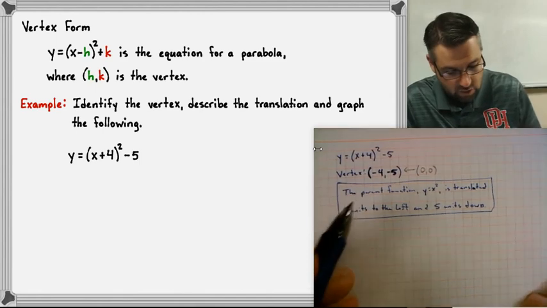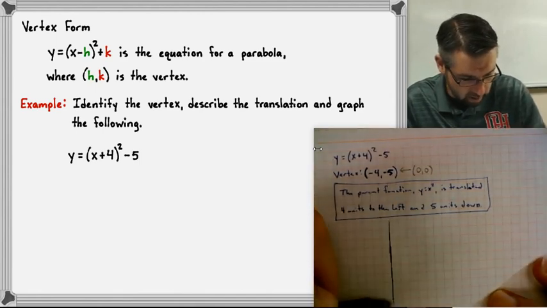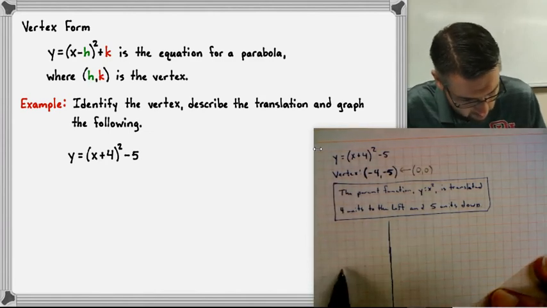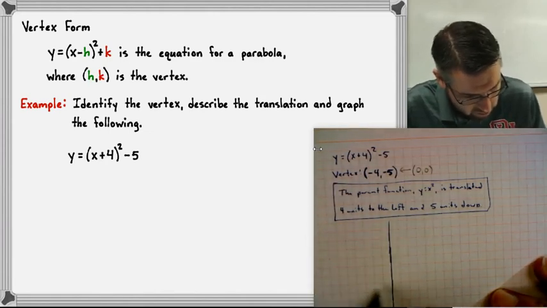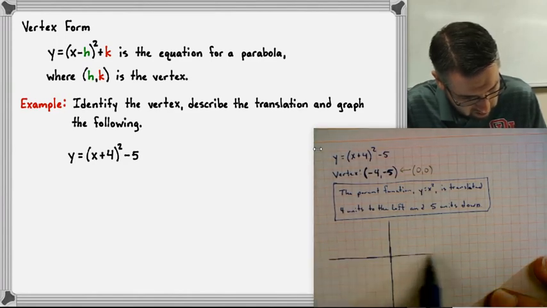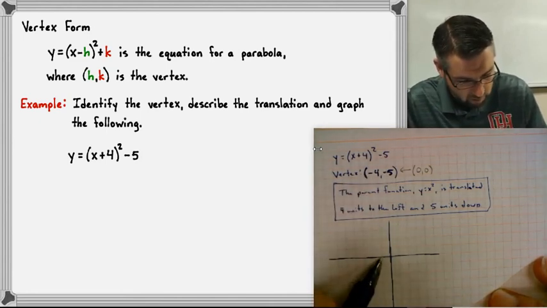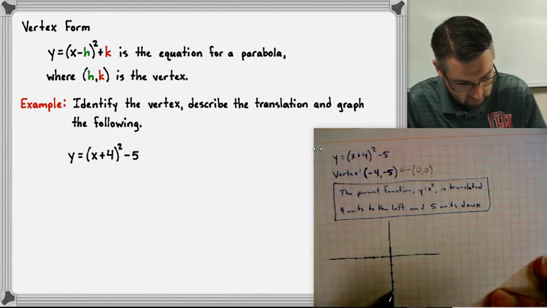And then it says to graph that parabola. Well, we don't need to create a table then. We can just do it based on our parabola here, or based on the equation and based on identifying the vertex. Since the vertex is negative 4, negative 5, we're going to go back 4. 1, 2, 3, 4, and down 5. 1, 2, 3, 4, 5. And that is our vertex.